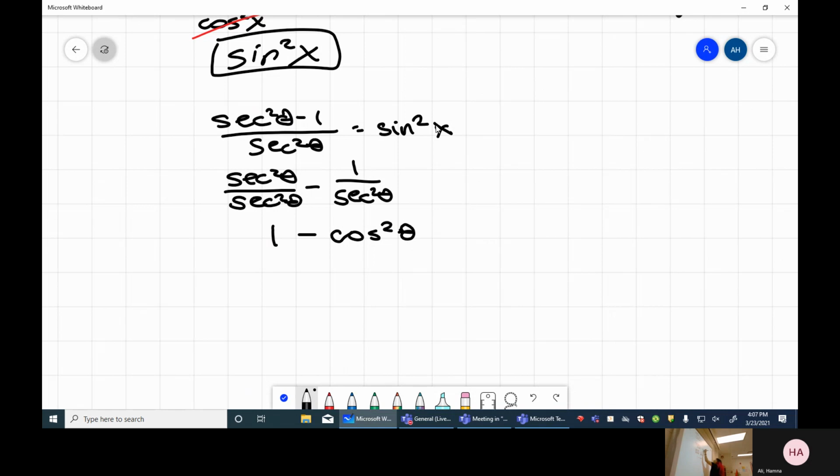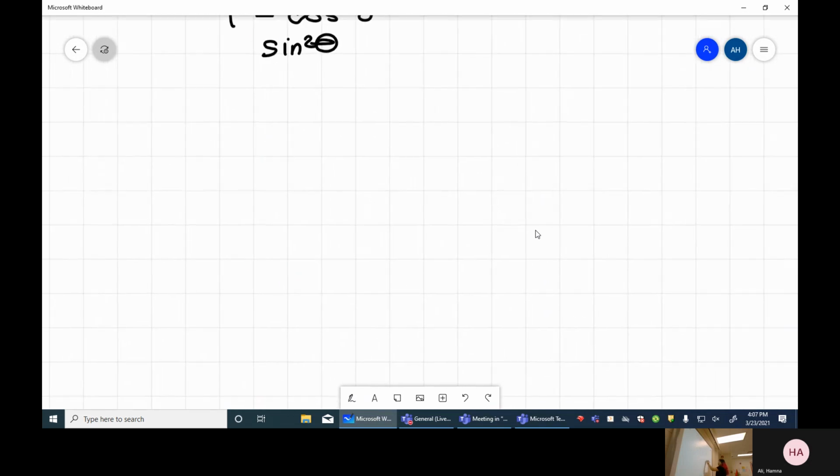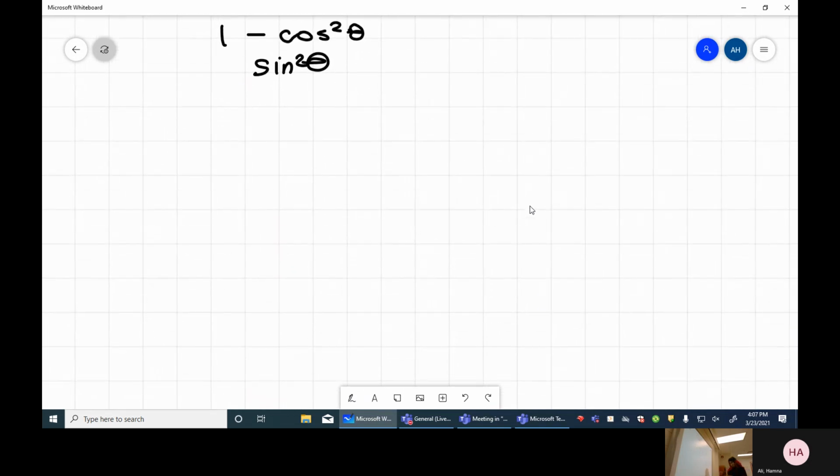Oh, sorry, I'm switching between thetas and x's. That's bad notation on my part. And then this just simplifies to sine squared theta based on the Pythagorean identity. So what's really nice about this is, these problems can be approached a bunch of different ways. So you just have to take a crack at it in whatever way you think is best. So let's look at another example in its entirety.